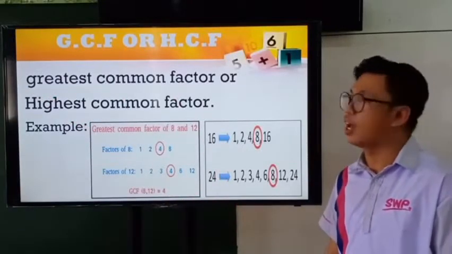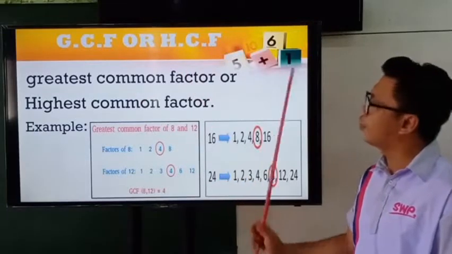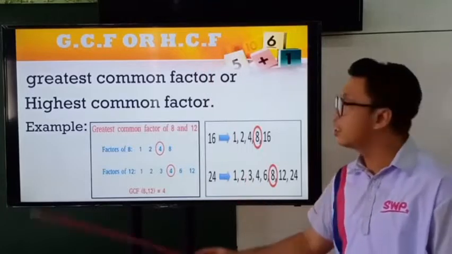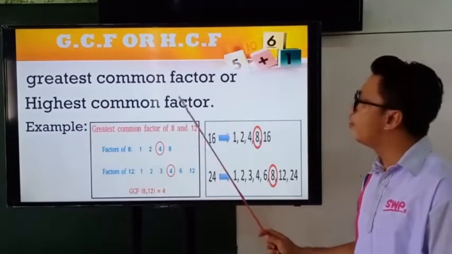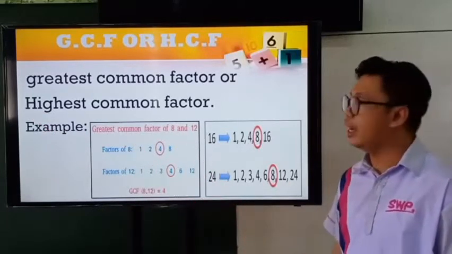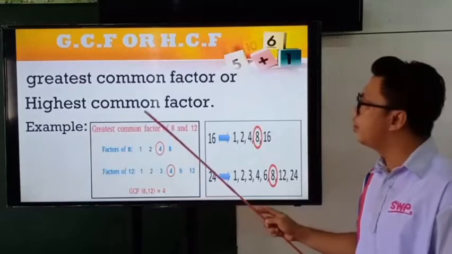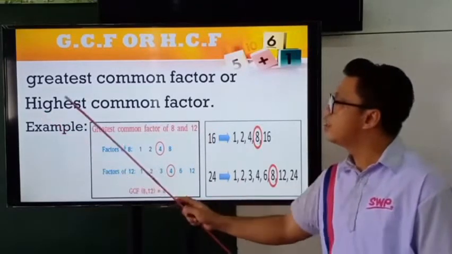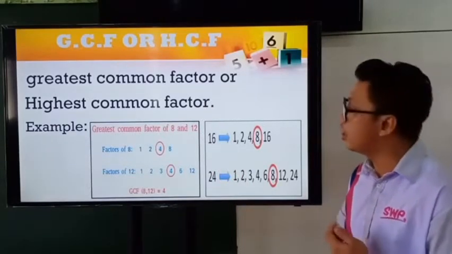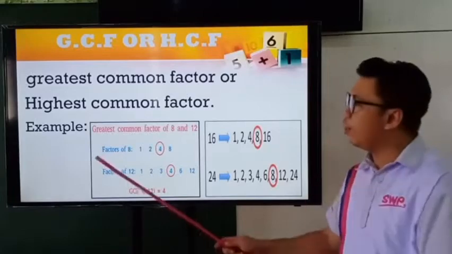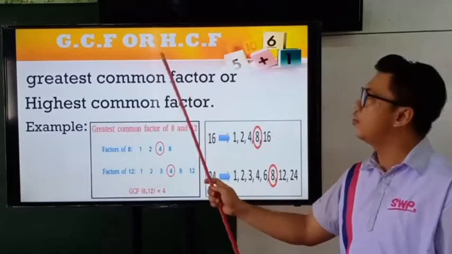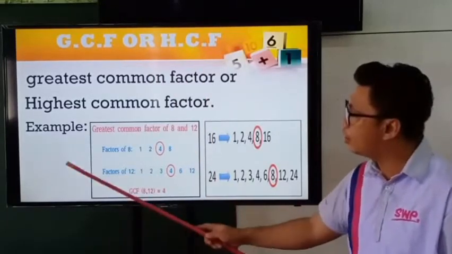So that is GCF. How about HCF? What is that HCF? When we say HCF, that is highest common factor. Again, highest common factor. So that is GCF or HCF. GCF and HCF are the same. So we have here an example.